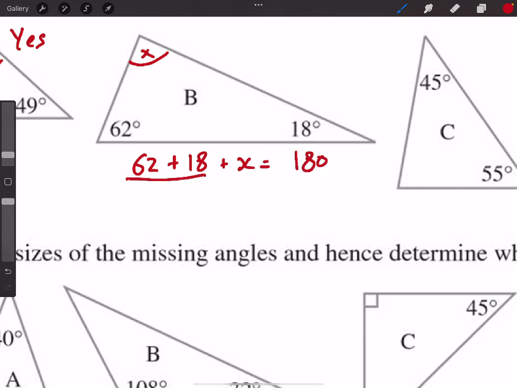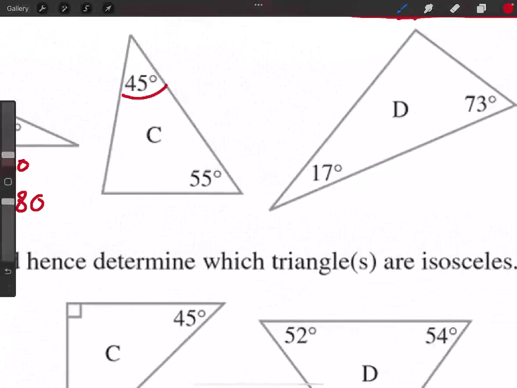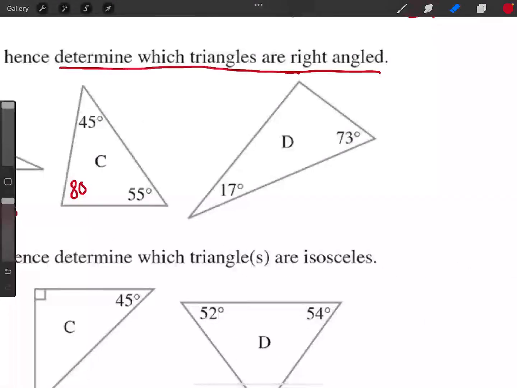So 62 plus 18, that'll give me 80 degrees. 80 plus X equals 180. So therefore X is equal to 100. Okay, so therefore this is 100 degrees. It's 100 degrees, it's not 90 degrees, so therefore no, it's not a right angle triangle. It needs to be 90 degrees. Now this one plus this one, so 45 plus 55 makes 100, so therefore this must be 80 degrees, to have a sum of 180. So that's not 90 degrees, so that's a no as well.